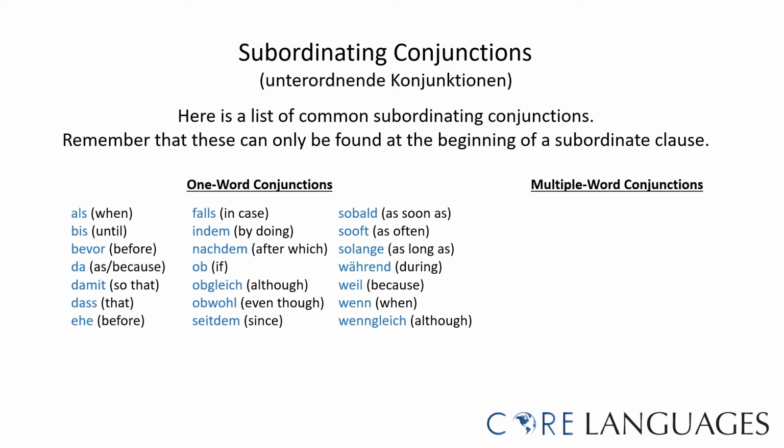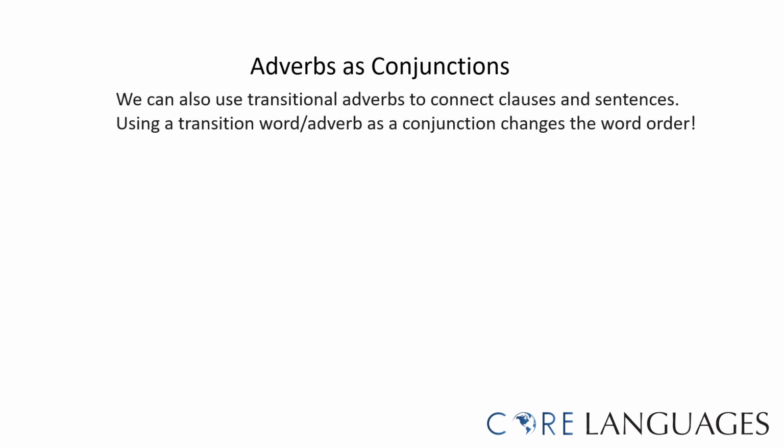Here are some multiple word conjunctions. Als ob, als wenn, so dass, zu. There is a third option, which helps us connect clauses and sentences.